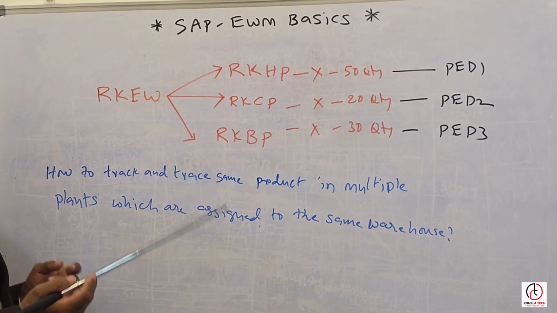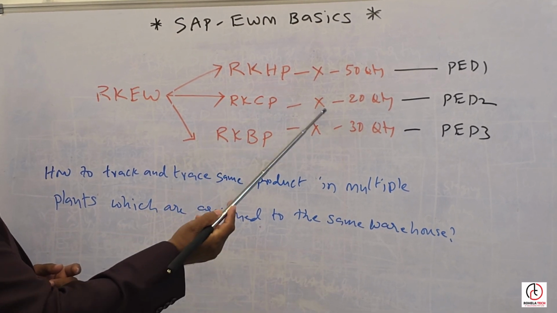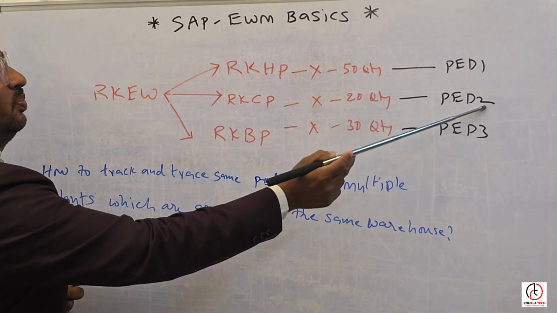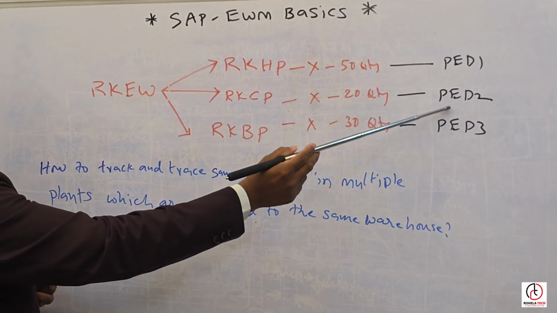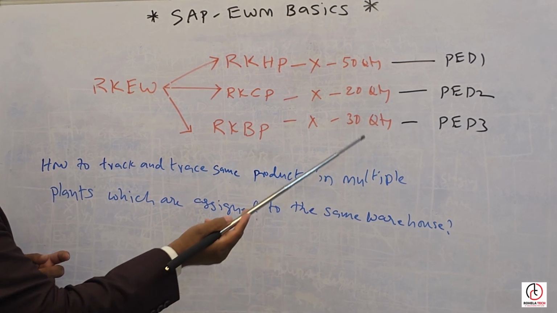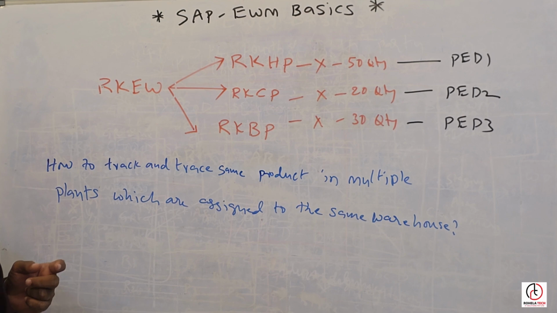So whenever we receive the stock in RKW warehouse, but it belongs to the Chennai plant, so against this product 20 quantity, clearly we can see PED2 means it belongs to Chennai plant. If we receive in Bangalore plant 30 quantity of X material, PED3 belongs to Bangalore plant.